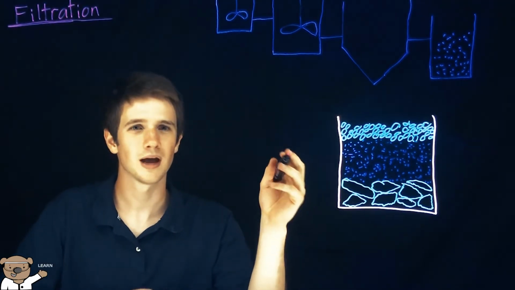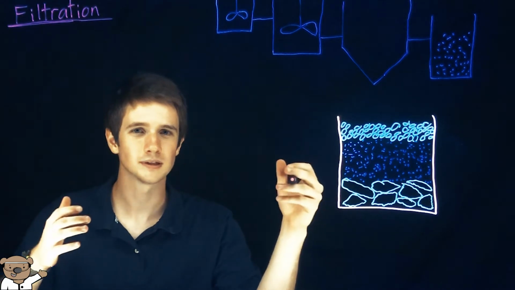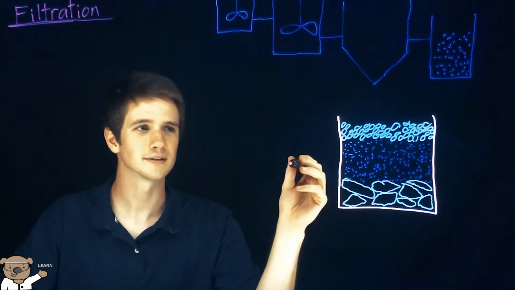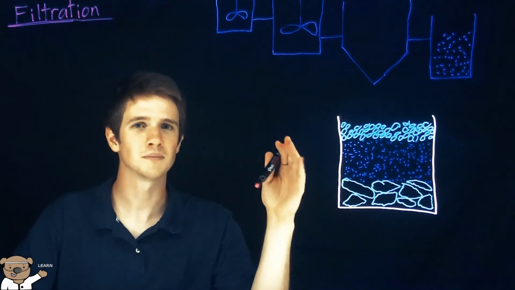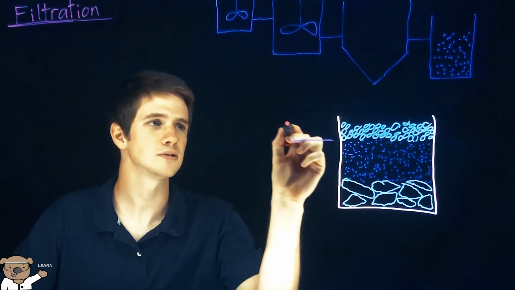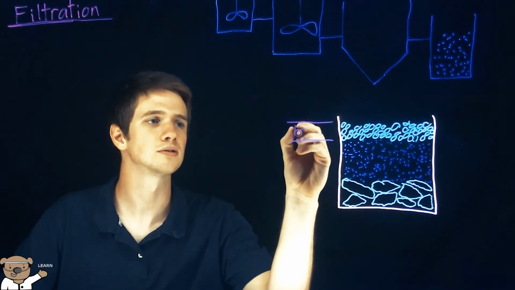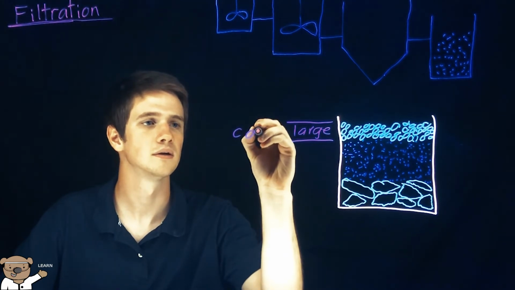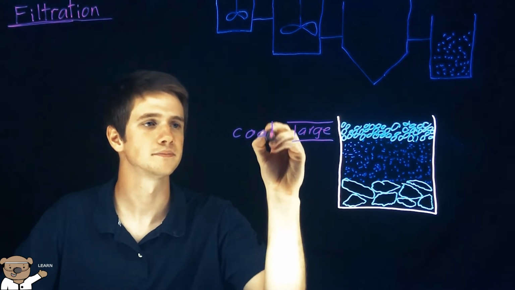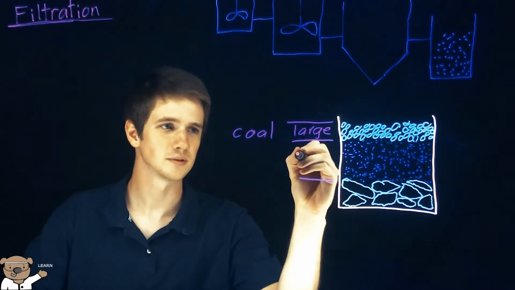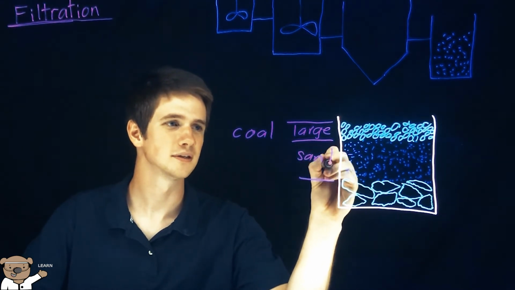So a typical rapid sand filter, which is used in most conventional treatment plants, has several different layers. Typically, there are 3 major layers making up a sand filter. The top layer is usually made of some sort of large aggregate. Oftentimes that's coal, or some sort of coal. The second layer is the sand, which is why we call it a sand filter.